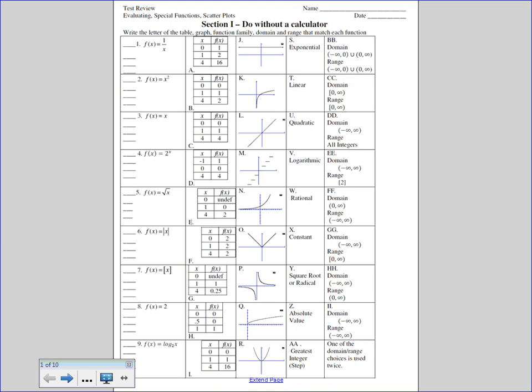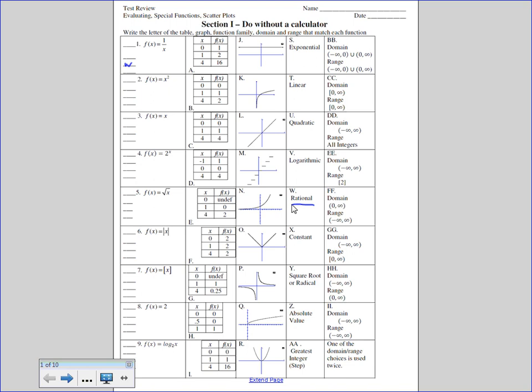All right, welcome to the review for the Unit 2 test on functions. So the first page of the review is this chart, which we've already taken a quiz on. We've done it a few times. So the easiest part is the names. So for number 1, that is a rational function.